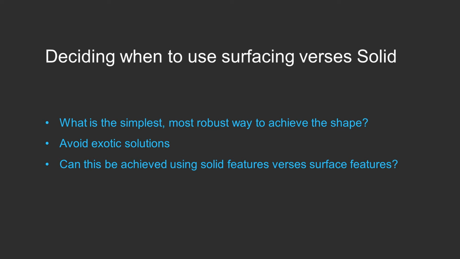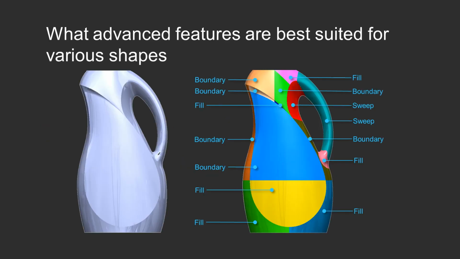So keeping these in mind really helps to build more robust models, but more understandable models. And it would cut down on the number of features also, which is another important result of the decision to make whether it's solid or surface. So let's just use this bottle shape as an example.